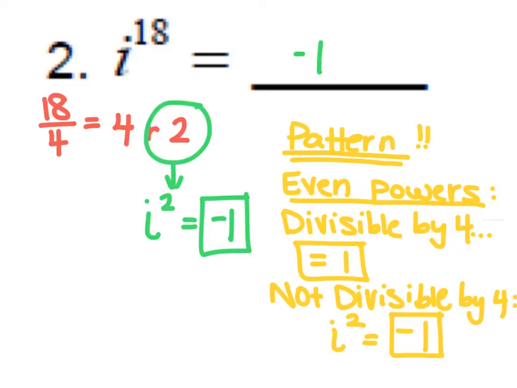So your even power answers are either going to be 1 or -1. Let me repeat that. Anything i raised to an even power, your answer will either be 1 or it will be -1. If that power is divisible by 4, it's 1. If it's not divisible by 4, but it's even, the answer is -1.